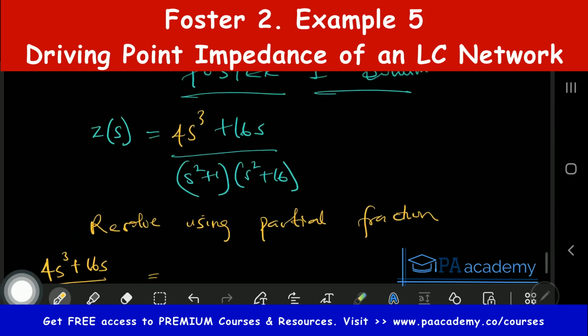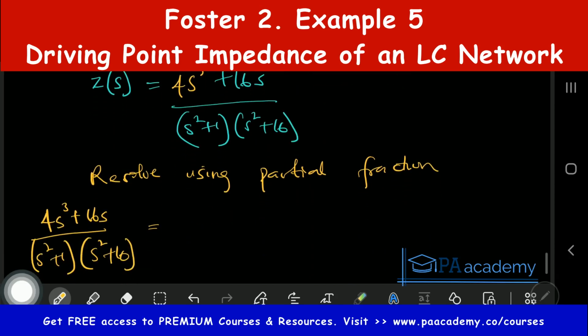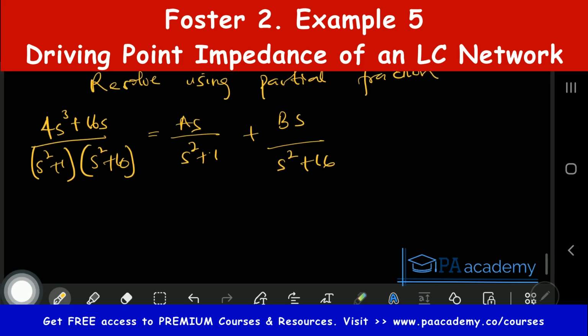All right, so equals to, so now we are going to be having As over s squared plus 1, so this is just partial fraction going on right now, plus Bs over s squared plus 16. Again, if you need a guide on partial fractions, there's a video on that already. So if you have to look for the LCM of what we're having here, we can just go back and write it as s squared plus 1, s squared plus 16.